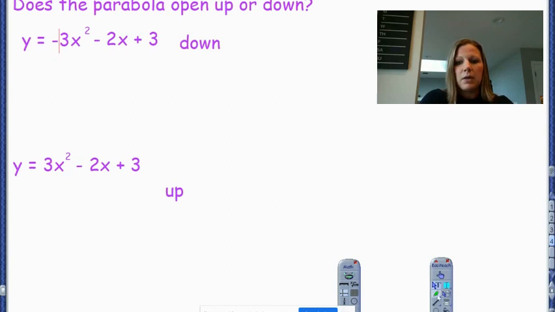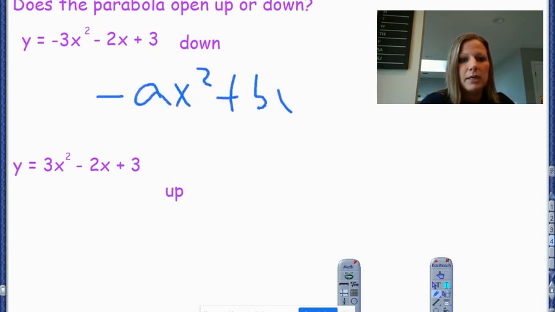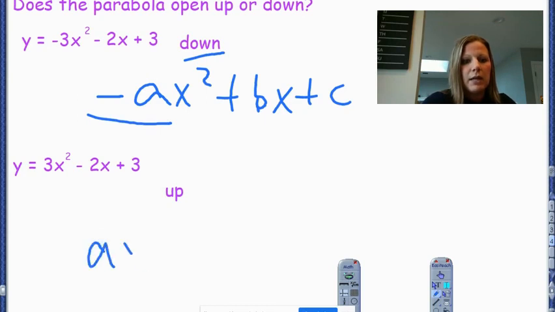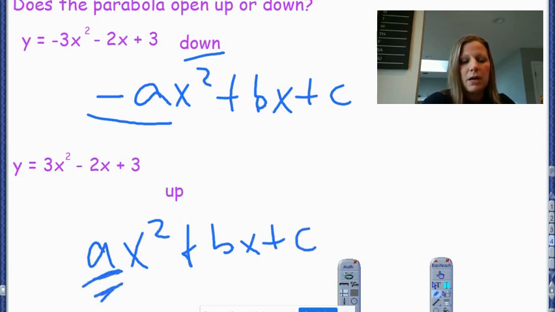So if I were just to write down the notes for that, if I have negative ax squared plus bx plus c, if that a value is negative, it's opening down. And then if I have ax squared plus bx plus c, that value is positive, so my parabola is opening up.